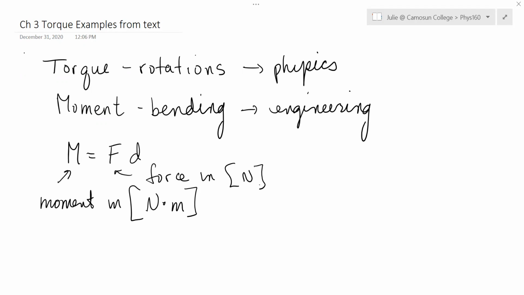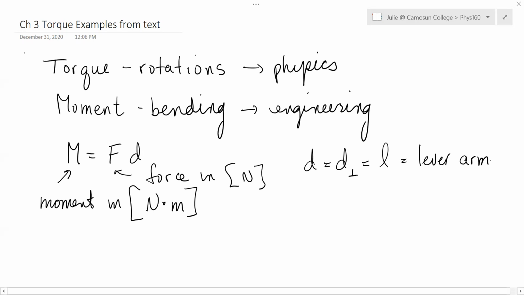Now, unfortunately, this quantity D has all kinds of symbols. It could be called D perpendicular, it could be called L, or could just be called D. I like to put D perpendicular to really stress the idea that this is a perpendicular distance to lines of action. But in any case, it's the lever arm, or sometimes called the moment arm. And it would be in meters.